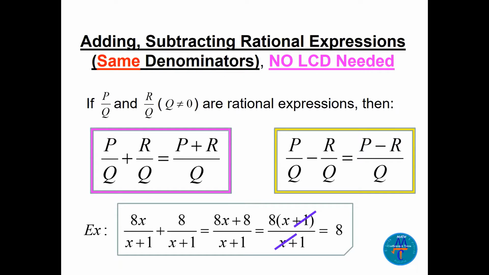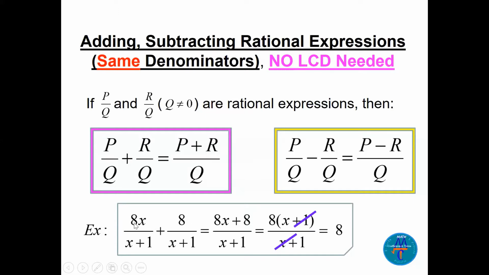All right, let's start with adding and subtracting rational expressions that have the same denominators, which is so easy. No LCD needed if the denominators are the same. So we have P over Q plus R over Q. Q is the same, no problem at all, leave it, and add P plus R. Also, we have subtraction. P over Q minus R over Q, same denominator, leave it, subtract.